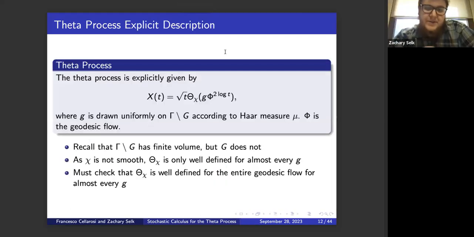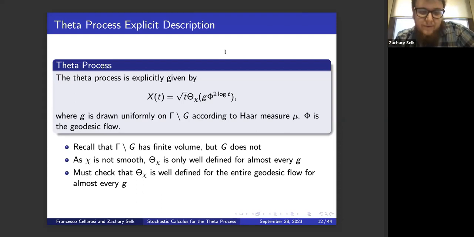And we can explicitly describe this theta process. So what we do is we first draw a point uniformly according to Haar measure on G mod gamma. We apply the geodesic flow on this up to time 2 log t. We map under this theta function and scale by square root of t. And this is the limiting process that we get.